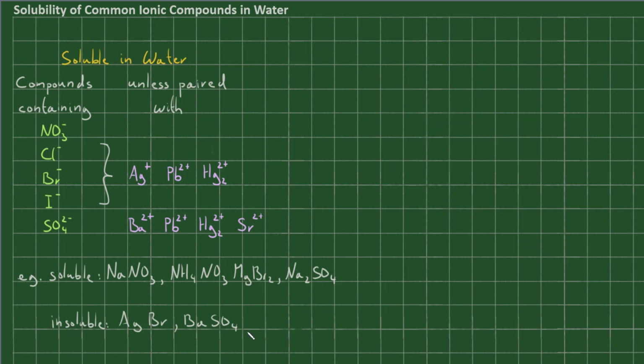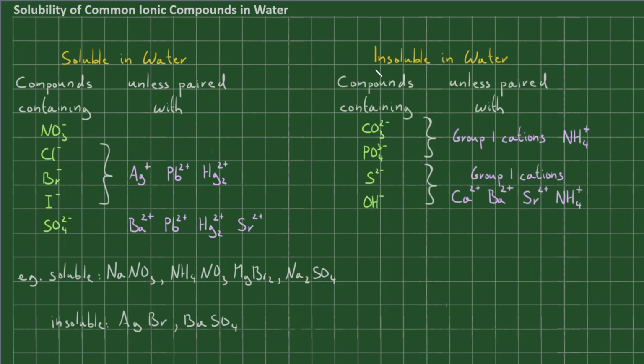Now let me bring in the second table. The second table is giving me compounds insoluble in water. In other words, now I'm looking at salts that will not dissolve in water. How does this table work? Well, it is similar to the previous one.